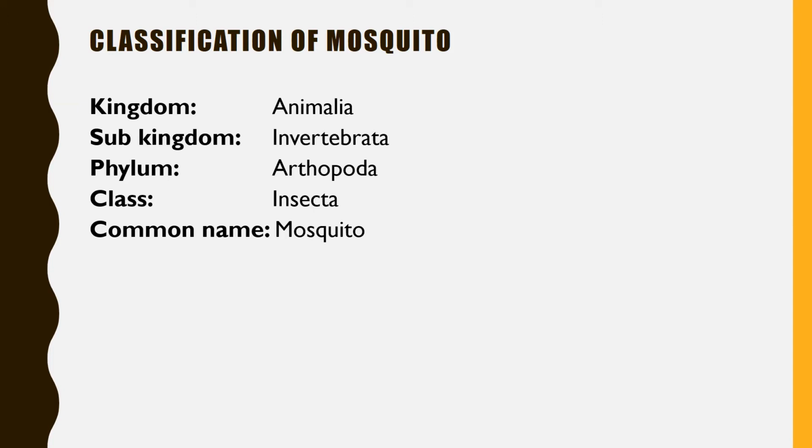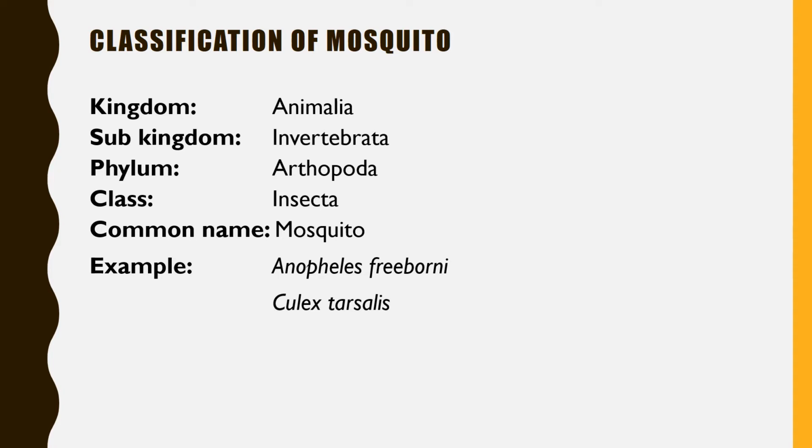It is kept in class Insecta because it has three pairs of walking legs. Some of the important examples of mosquito found in Nepal are Anopheles freeborni and Culex tarsalis.